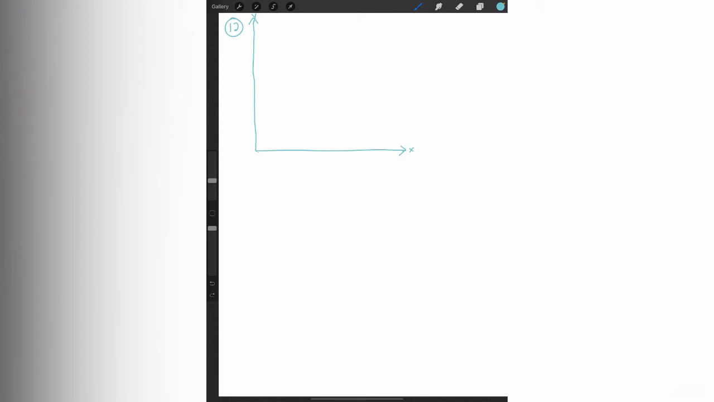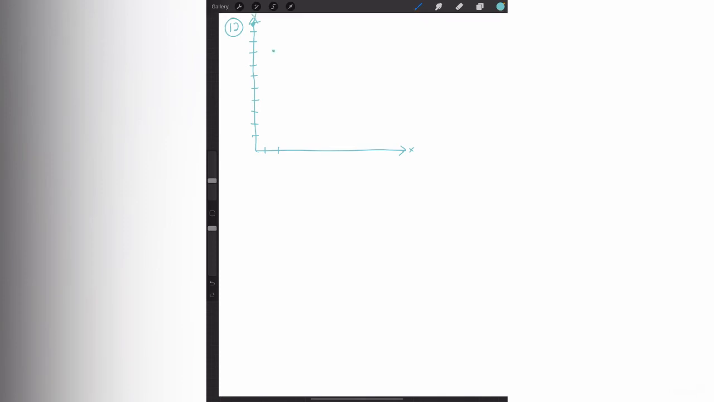I have 0, 1, 2, 3, 4, 5, 6, 7, 8, 9. I'm going to space these out a little bit more: 1, 2, 3, 4, 5, 6, 7, 8, 9, 10, 11. All right, and (0, 11), that's that point way up there. And I have (2, 8), so 1, 2, up 8: 1, 2, 3, 4, 5, 6, 7, 8.